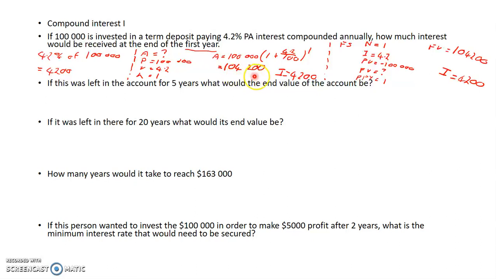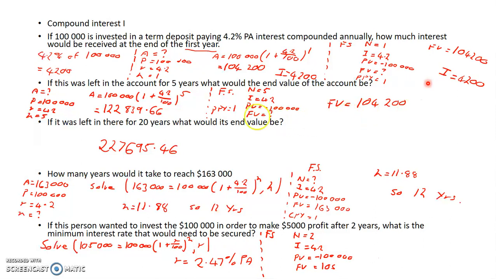The thing is, it asks for the amount of interest. Compound formula tells you the end value, so interest was $4,200. Financial solver on your calculator, all the values you need here, gives you a final value of $104,200. So again, that means it's gone up by $4,200, and that was your interest.